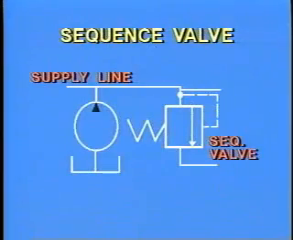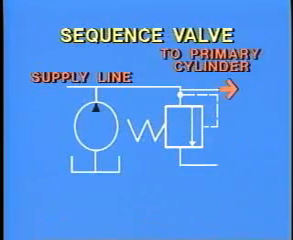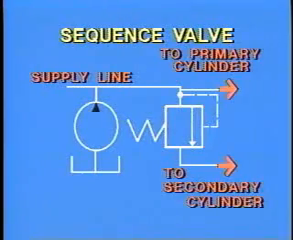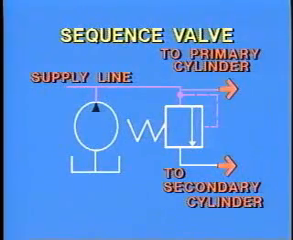The normally closed symbol is also used for a sequence valve. The inlet port is connected to a primary cylinder line and the outlet port to the secondary cylinder line. When the piston in the primary cylinder reaches the end of its stroke, the pressure in the supply line increases.